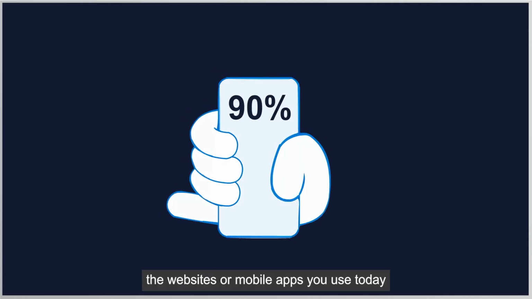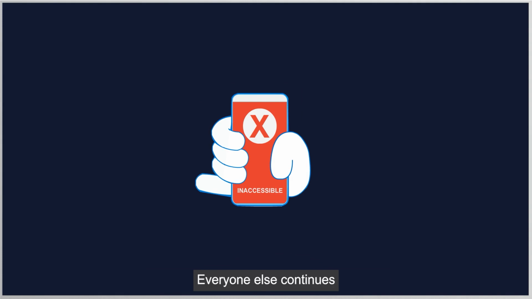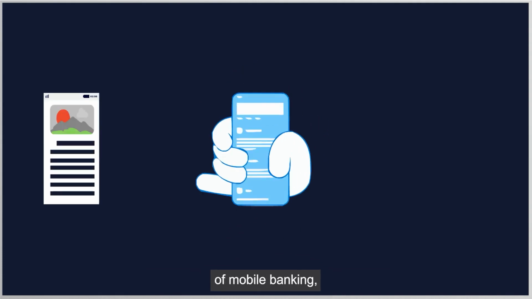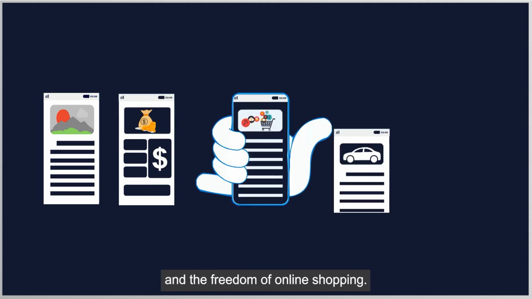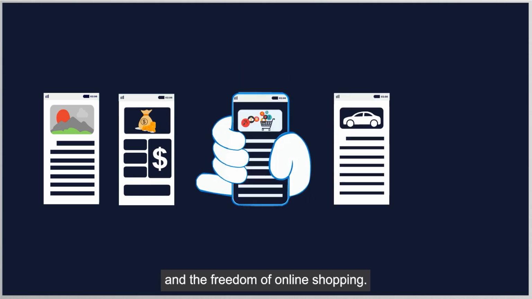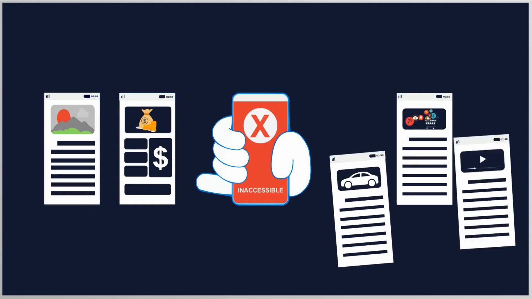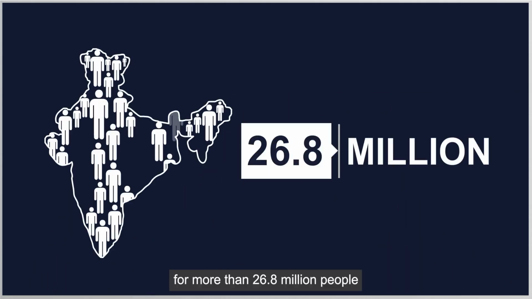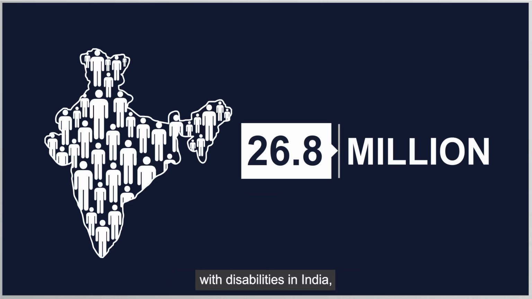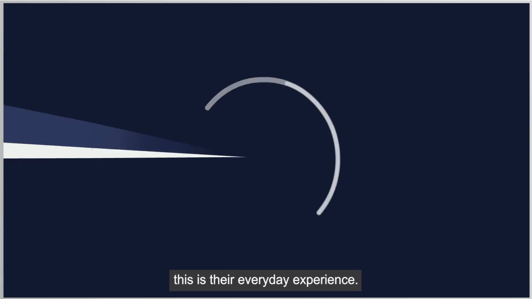Imagine if 90% of the websites or mobile apps you use today locked you out. Everyone else continues to experience the convenience of mobile banking, the connectedness of social media, and the freedom of online shopping. But for you, they're inaccessible. For more than 26.8 million people with disabilities in India, this is their everyday experience.